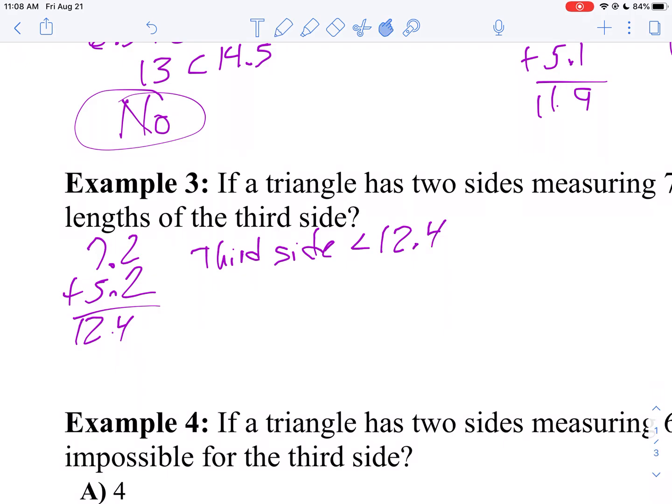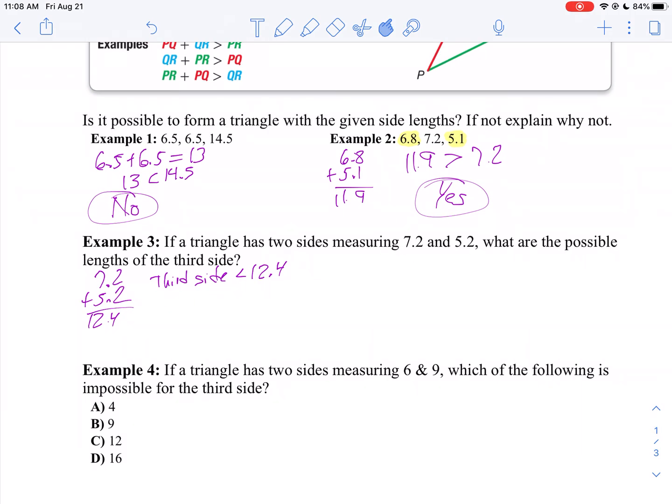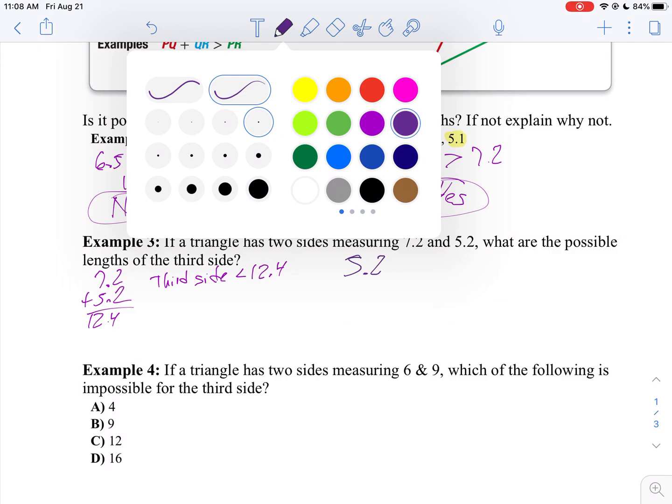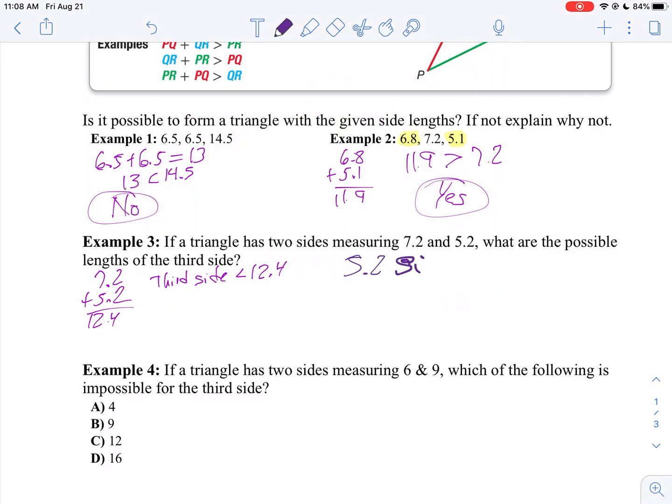But we're making an assumption here. We're assuming that the third side is indeed the largest side. What if it's not the largest side? Well, if it's not the largest side, then that changes things around. That means 5.2 would be my largest side. Make that a little bit thicker for us, for me at least. So in other words, 7.2 plus something has to be greater than 5.2.